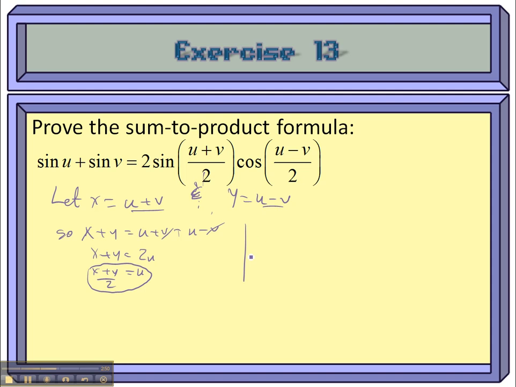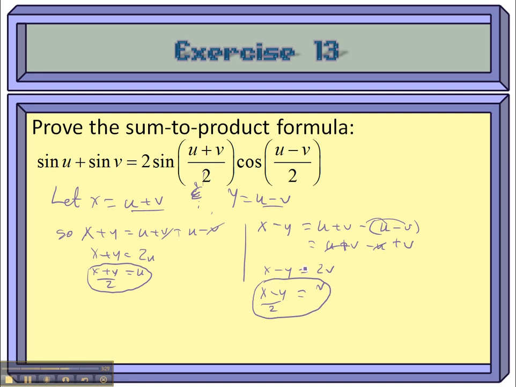Let's also take the difference of those, x minus y. So I take the first one, u plus v, minus, in parentheses, the y value, u minus v. And I have to distribute the negative sign. So I'm going to have u plus v minus u plus v when I distribute. This time the u's cancel. So x minus y equals 2v. And when I divide by 2, v is equal to x minus y divided by 2.